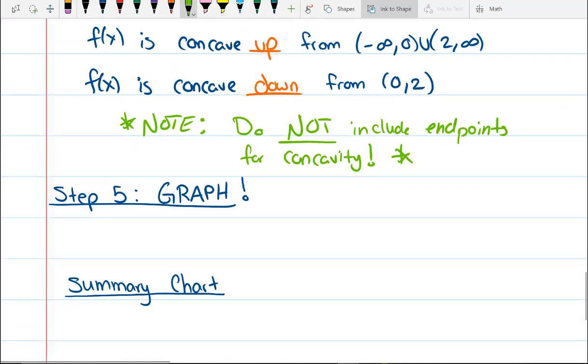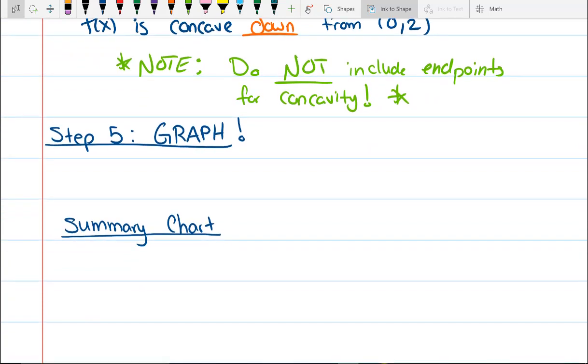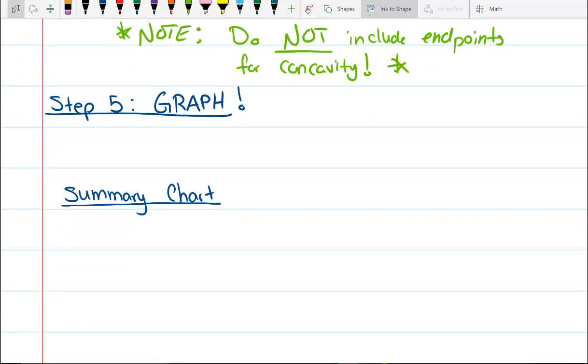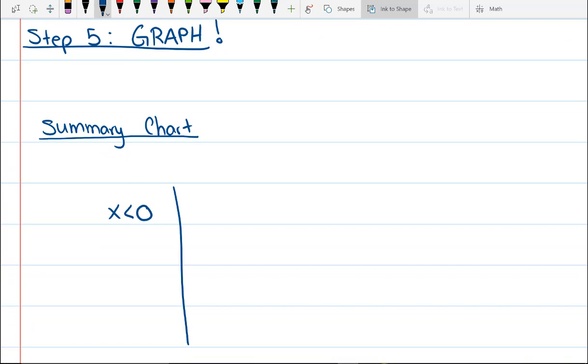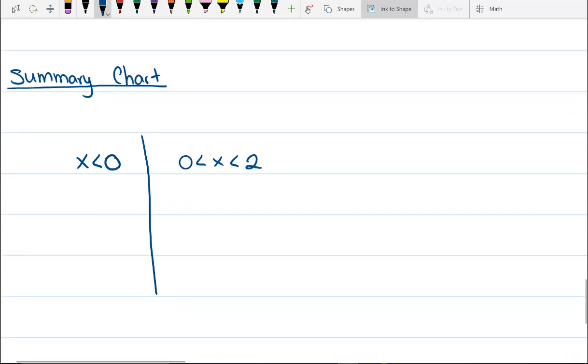Okay, so step 5 is graph. This is the best part. This is all the work you've done culminating together. So what I like to do is put together what's called a summary chart. This is going to give me quick little info about the graph. Again, the chart means nothing to the AP test, but to us it's super helpful. So I need to write all my different intervals. Well, I have x is less than 0. When x is less than 0, everything stays the same. The next interval I have is between 0 and 2. Again, these are not my critical points, but it's my next interval.